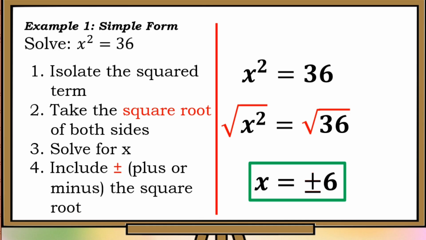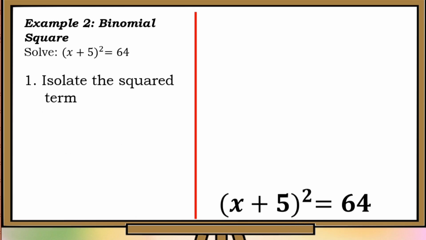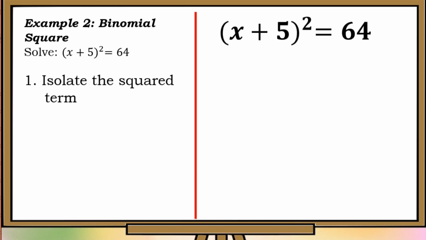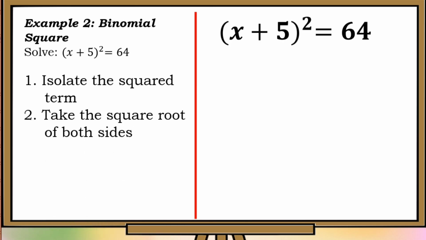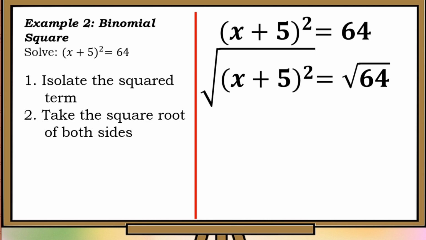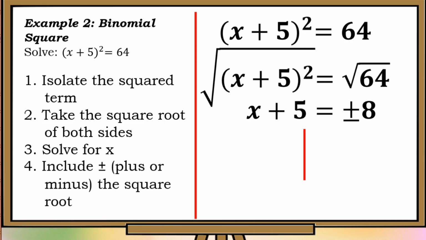Now example number 2, binomial square. We have the quantity x plus 5 squared equals 64. For step 1, isolate the squared term. We are done with step 1, so we just write the quantity x plus 5 squared equals 64. Next, take the square root of both sides. We have x plus 5 equals positive or negative 8. Solve for x. Since we're not yet done, we form two equations.